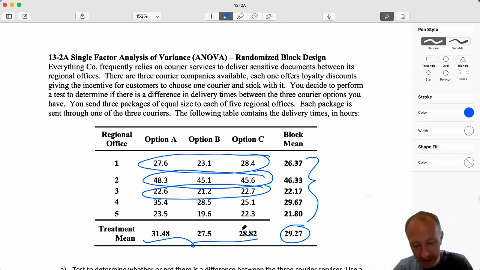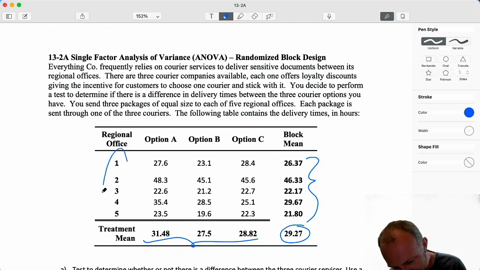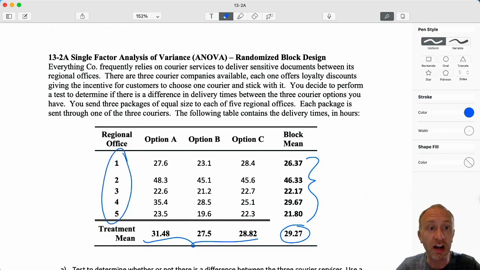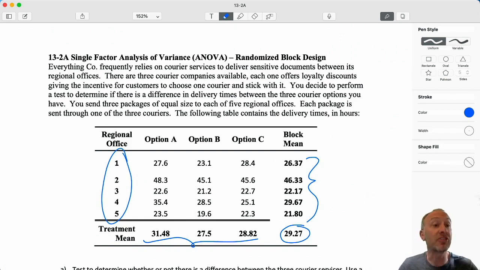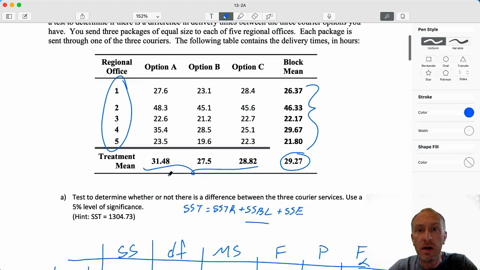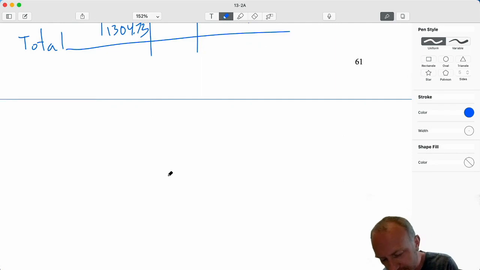Okay, so here's our randomized block. We have our regional offices. Those are our 5 experimental units. And I'm going to send 3 parcels to each of my regional offices, 1 through each of these 3 courier companies. Then we'll perform our test to see whether or not we have evidence to show that there's a difference in those delivery times. Okay, so SSTR, we'll start in that same spot.